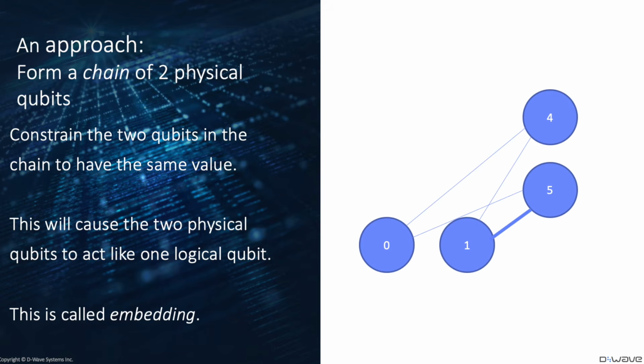And here's a way to do it. Form a chain of 2 physical qubits. Constrain the qubits in the chain to have the same value. And that'll cause the 2 physical qubits to act like 1 logical qubit. And this is a graph subject called minor embedding, or just embedding. And you saw this a little bit before. That was the intent of that picture where we were embedding a triangle onto a hexagon at the beginning of this unit. We're going to connect, somehow chain or constrain the 2 qubits in the chain to have the same value. And that will cause the shape on top to be embedded onto the graph that I have.